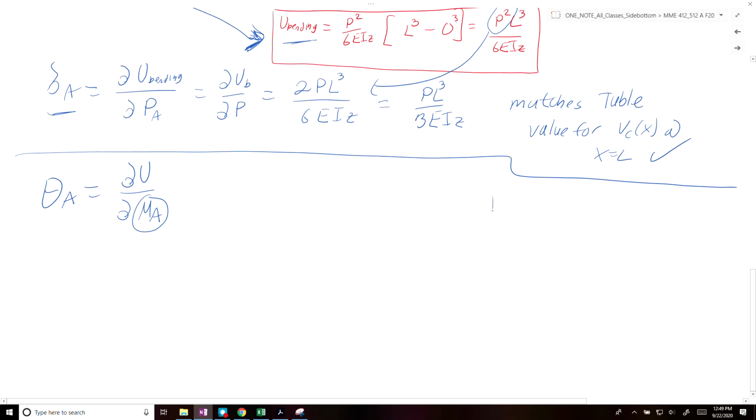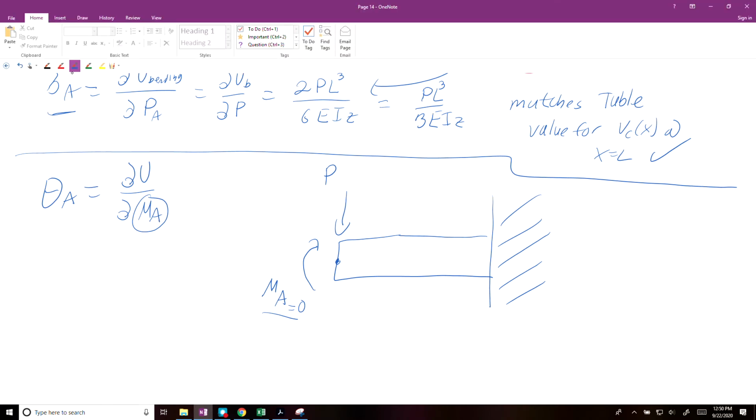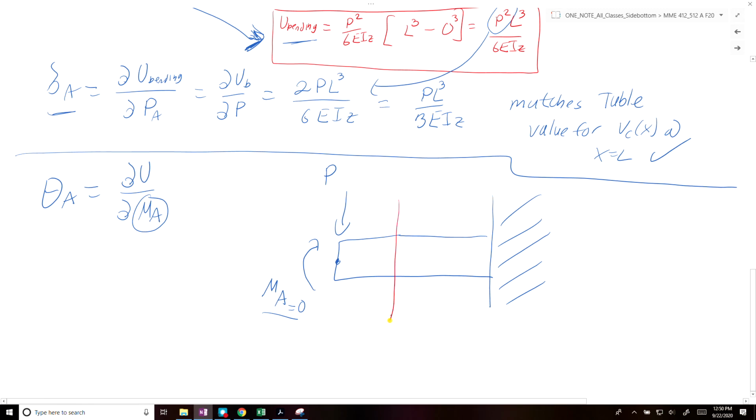So what we're going to do is we currently have our cantilever beam. Okay, we have our force being applied to it, P. Okay, and then we have our couple moment that we're going to apply to it, MA. Okay, so MA is equal to 0, but for now we're going to treat it as a variable. So we're not going to just plug in 0, and we're going to calculate our total strain energy again.